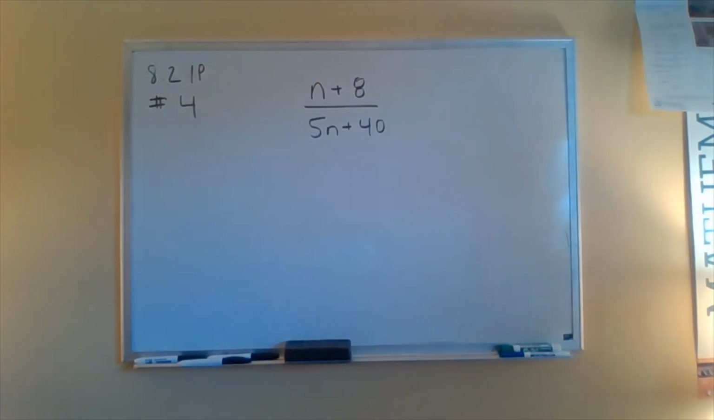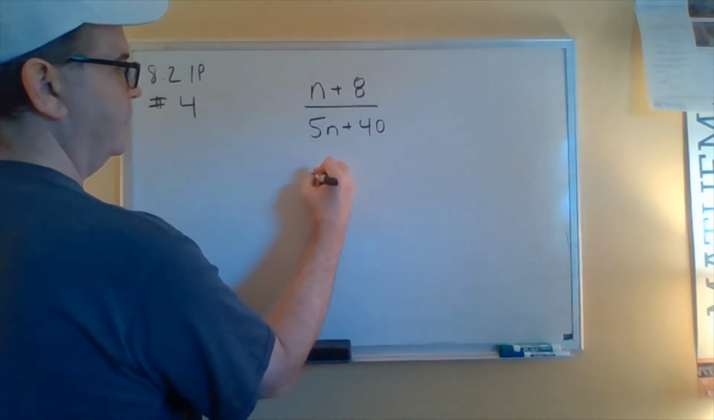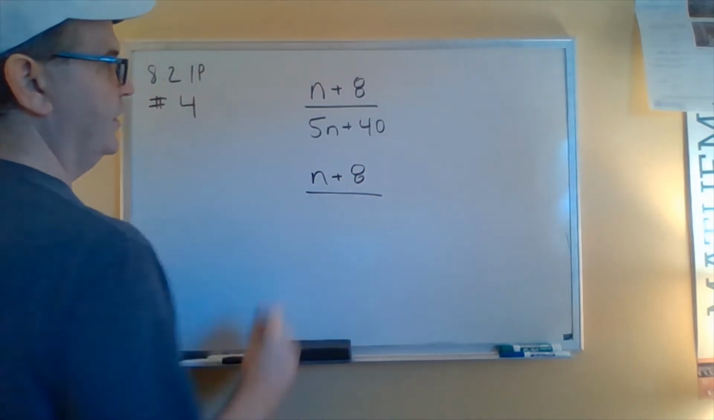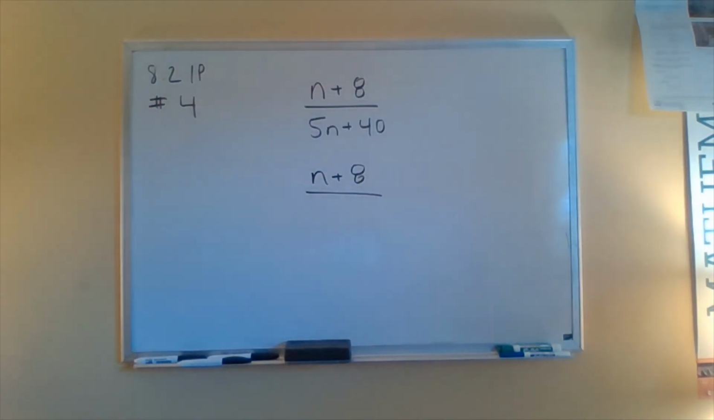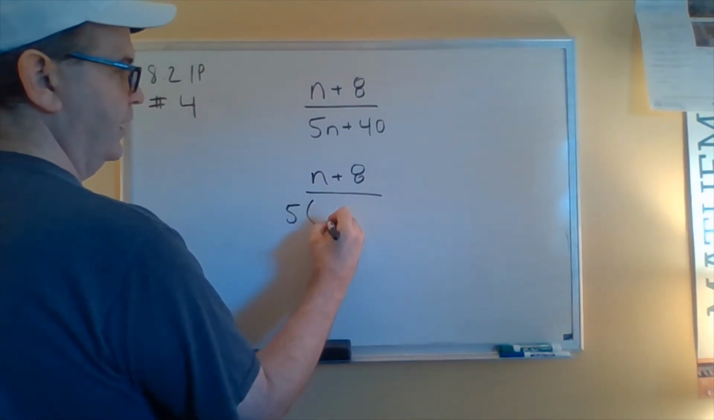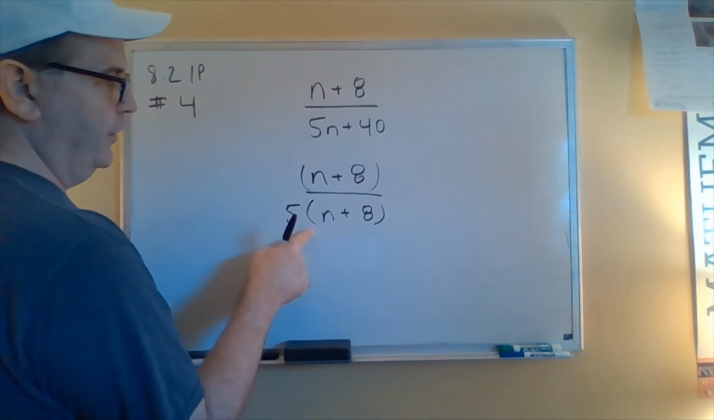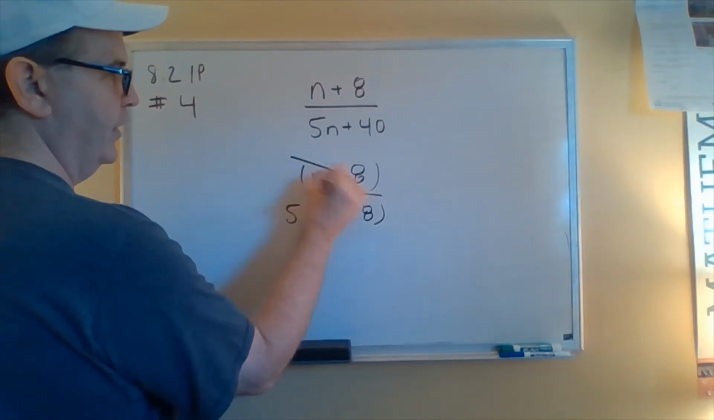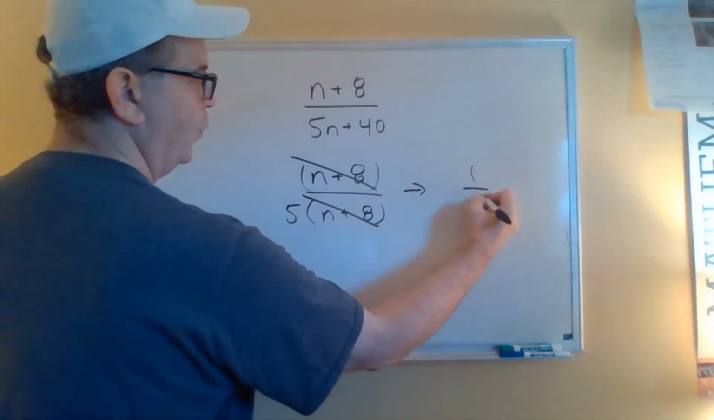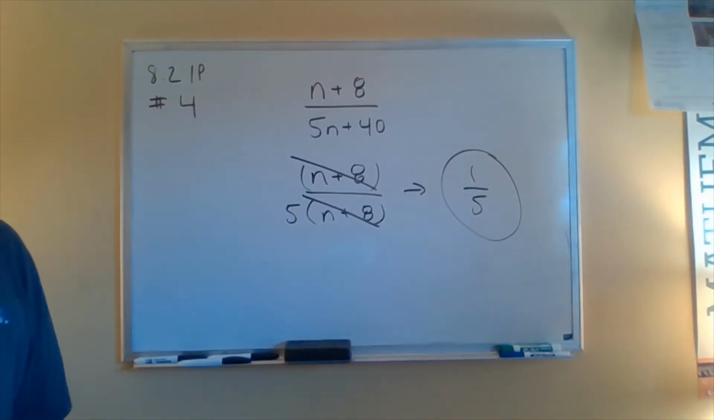Number 4, we're given the rational expression n plus 8 over 5n plus 40, and asked to simplify that. Let's take a look at our numerator. Is there a greatest common factor we can pull out of there? There is not. So we'll leave the numerator as is. How about the denominator? Is there a greatest common factor we can pull out of there? And there is, and it is the number 5. When we factor that 5 out, we are left with n plus 8. So we can see our numerator and the n plus 8 factor in our denominator will cancel out. And we are left with 1 over 5 as our answer to number 4.